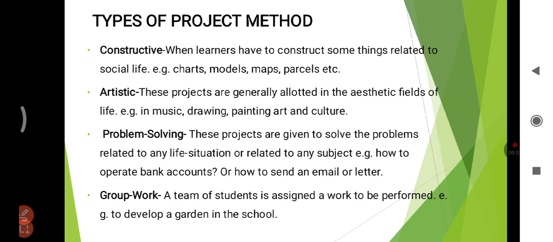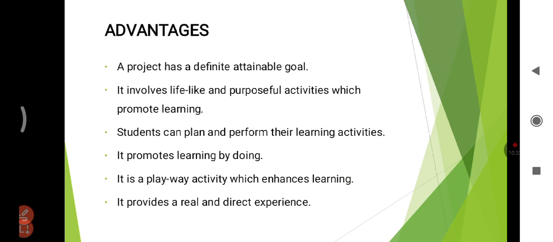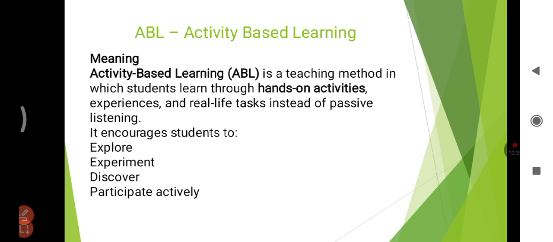Then the types of project method: constructive, artistic, problem solving, group work. These are the types of project method. Major steps of project method: creating the situation, providing a situation, choosing the project, selecting the project, then planning, carrying out the project, executing, evaluating, and recording the project report. One of the demo projects is step by step processing. The project method is useful. Study these advantages and disadvantages well, students.